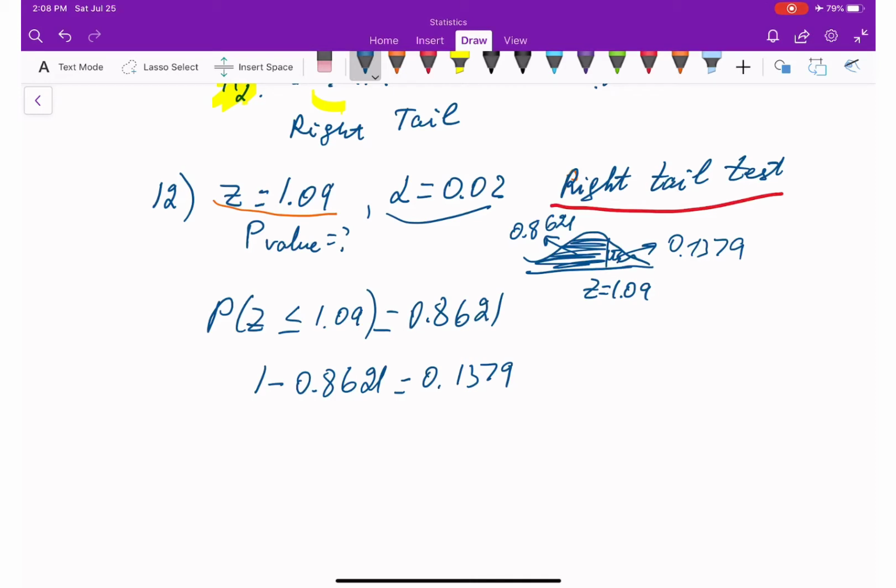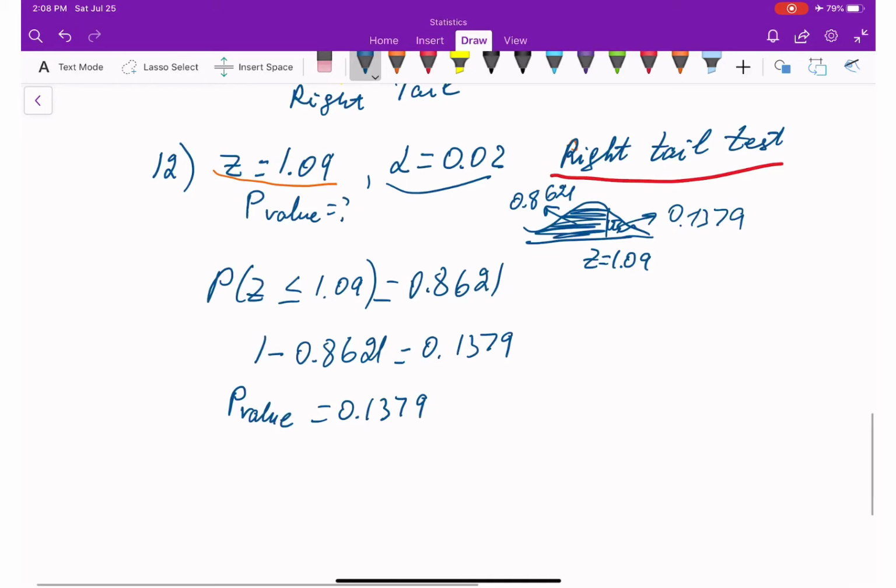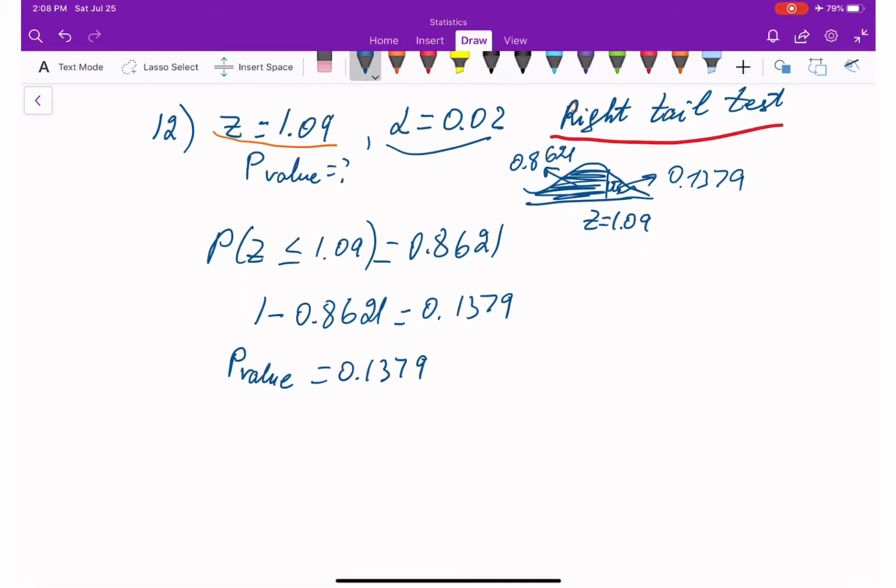Okay, so next step, we need to find out if we are going to reject or fail to reject the null hypothesis. What are we going to do? This is our p-value. So the p-value is equal to 0.1379. So next step, we need to compare this p-value to alpha. We need to compare p-value versus alpha.